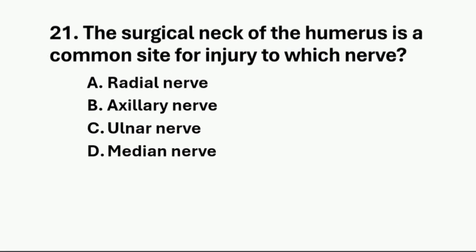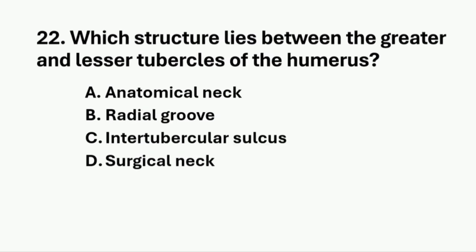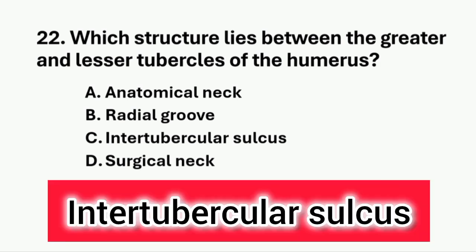The surgical neck of the humerus is a common site for injury to which nerve? Correct answer is option number B, axillary nerve. Which structure lies between the greater and lesser tubercle of the humerus? Correct answer is option number C, intertubercular sulcus.